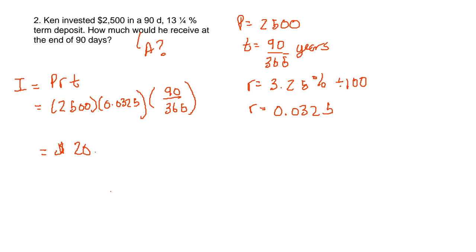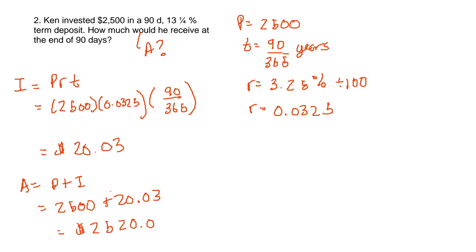So we have $20.03. But the amount, remember, is our principal plus our interest. So we had a principal of $2,500, and the interest we just found was $20.03. So we have a total of $2,520.03 is the amount that Ken will receive at the end of 90 days.